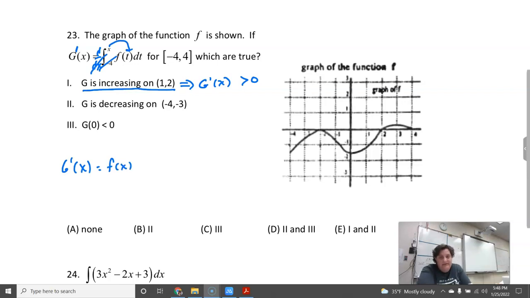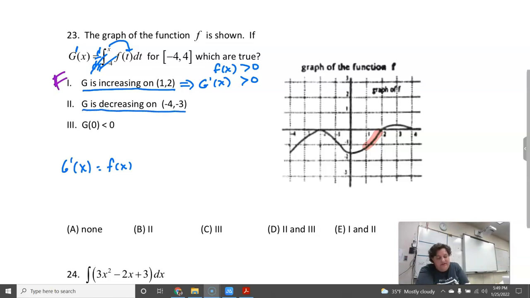So this statement that G prime is bigger than 0, another way to write that same statement is, is f of x bigger than 0 between 1 and 2? So let's look. F of x between 1 and 2, that's not bigger than 0, that's less than 0. So that is false. Okay, got to go back to definitions.